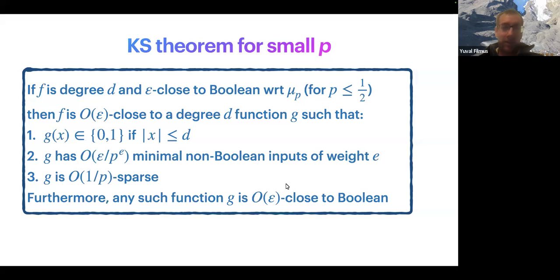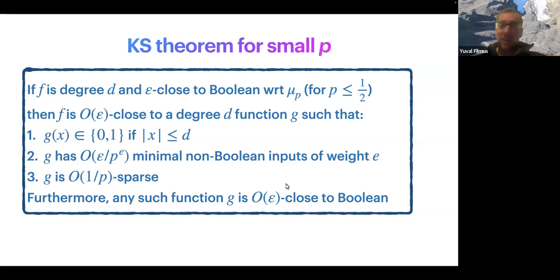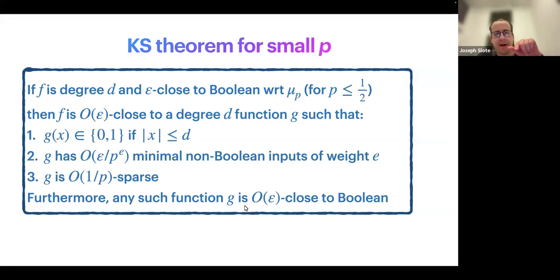Okay, Yuval, if I could ask a stupid question. Yeah. So we already know f is epsilon close to Boolean. That by triangle inequality implies the last line of this theorem. No, no, no. So this function g here, divorced from the function f, is any degree D function which satisfies these three properties. Okay, so it's not supposed to be obvious that it's close to Boolean. I see. But it's close to f, and f is close to Boolean.